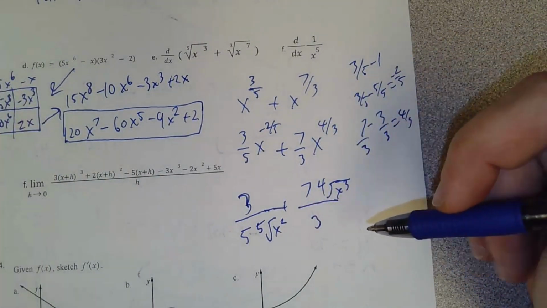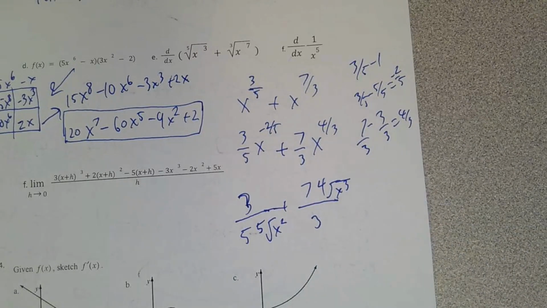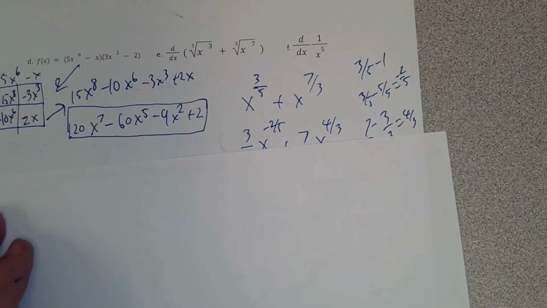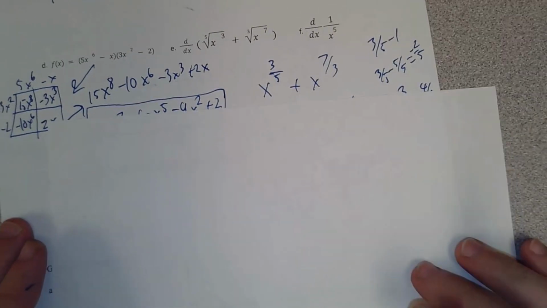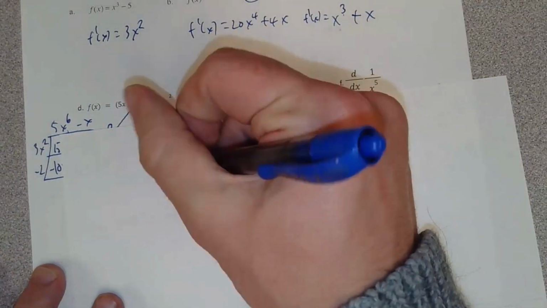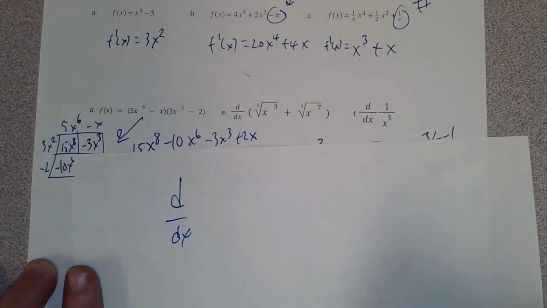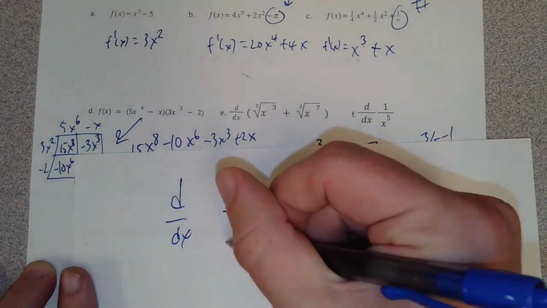Okay. Let me get some scratch paper to do F. Okay, I'm back. Here we go. F. So it's d dx, just means derivative, right? That's just another way of saying derivative of x to the 5th.